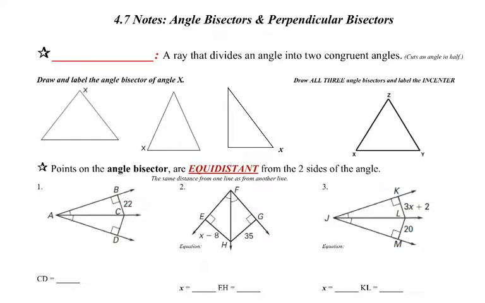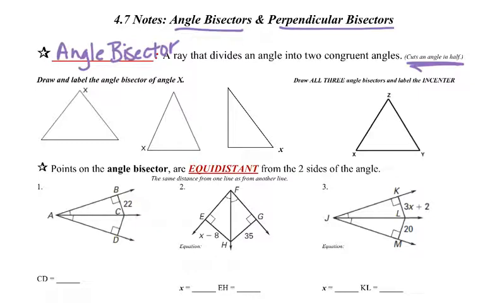So we continue talking about special segments in a triangle: angle bisector, perpendicular bisector. You might say, we've had that word before. Yes, we have. You remember what an angle bisector does. What does an angle bisector do? All right, it cuts an angle in half. It splits an angle into two equal angles.